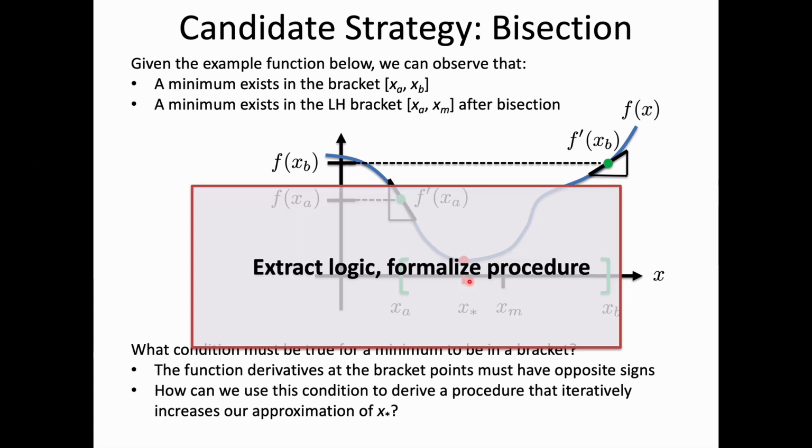What we want to do here is, once we've defined this conceptual process, bisection, where we use this observation about a change in sign of slopes to decide what side, the left-hand side or the right-hand side, the minimum is going to be in, and then iterate and keep reducing the bracket size, we want to extract the logic behind this process and then formalize that procedure.